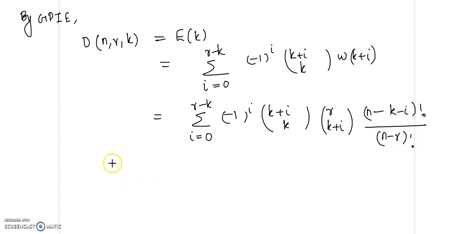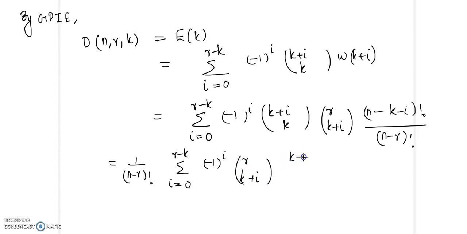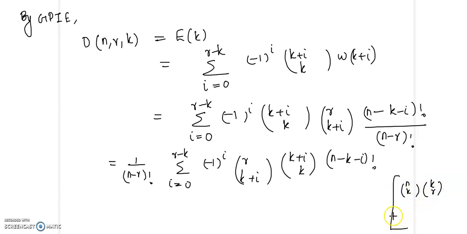Now this is equal to 1 by (n minus r) factorial, summation i equal to 0 to r minus k minus 1, whole power i, rC(k plus i) into (k plus i)Ck into (n minus k minus i) factorial. Now we have this result. So nCk into kCr will be equal to nCr into (n minus r)C(k minus r). Okay, so using this, അല്ലെങ്കിൽ ഇത് simplify ചെയ്താൽ മതി. ഇത് simplify ചെയ്ത് കഴിയുമ്പോൾ we can put it in this form.